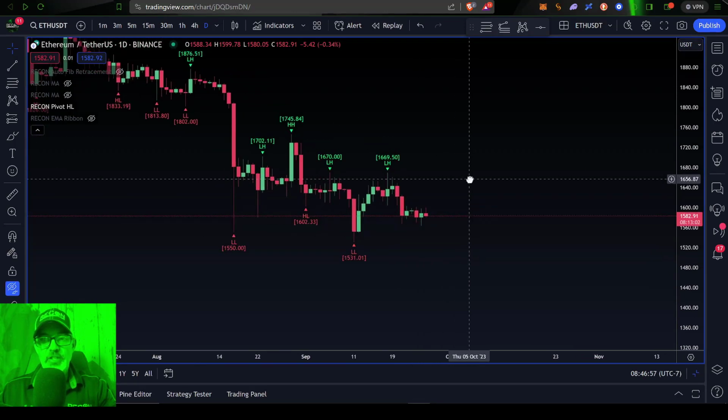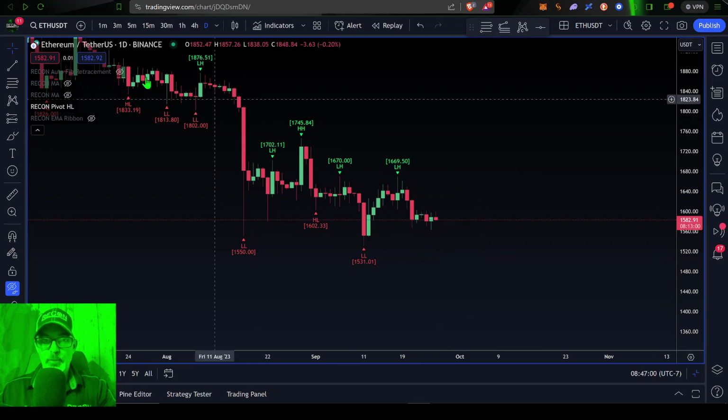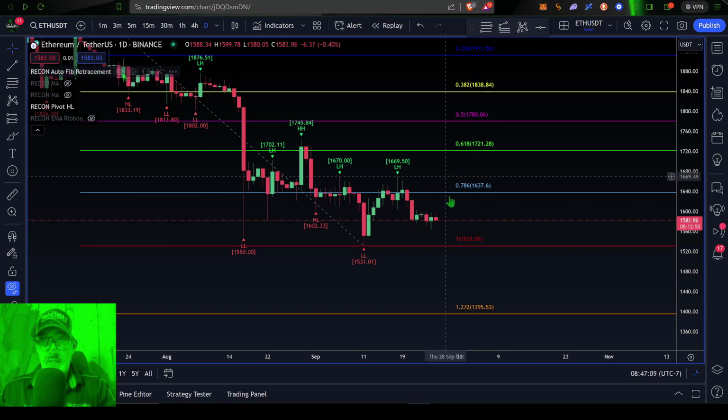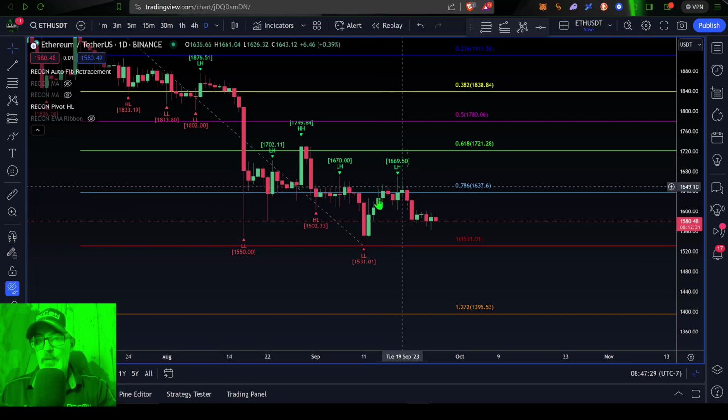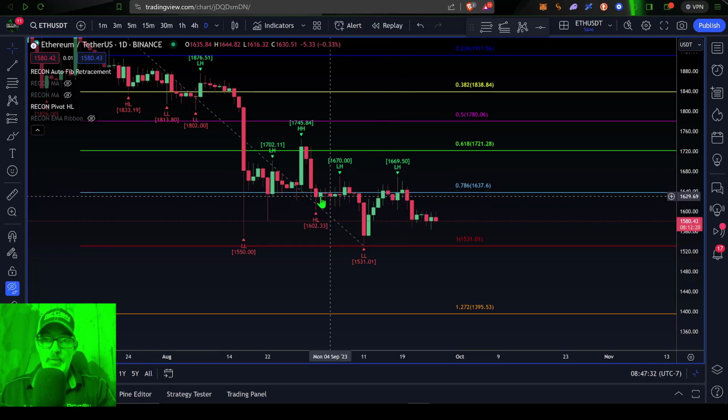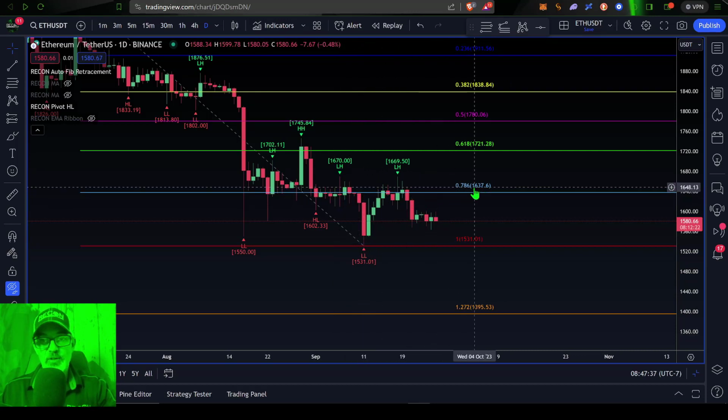And in order to actually ID some possible levels of support and resistance, we're going to drop in the Recon Auto Fib Retracement Indicator. And right now you can see the 0.786, or around 1637, is acting as resistance. It was previous support. And as I mentioned in a lot of my videos, previous support often flips into resistance once broken and then retested. And that's what we're seeing. That level is actually acting as resistance. Probably between 1630 and 1650 is going to be a valid level of resistance.